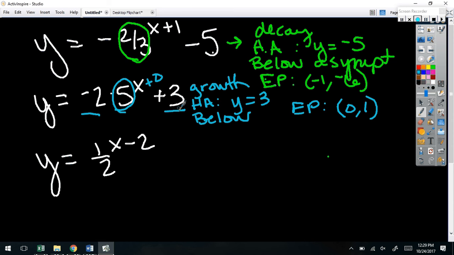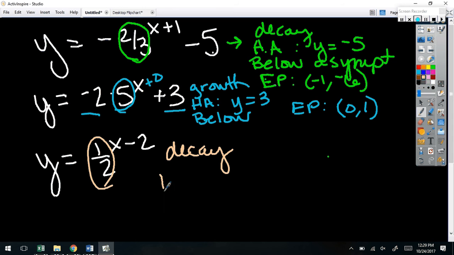One more. Last one. Is it growth or is it decay? Decay. Why is it decay? Less than 1. Above or below? Where's A? No, what is A? 1. A is 1.